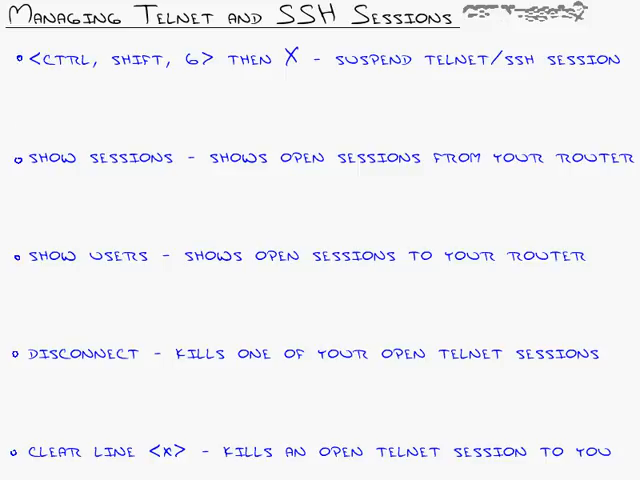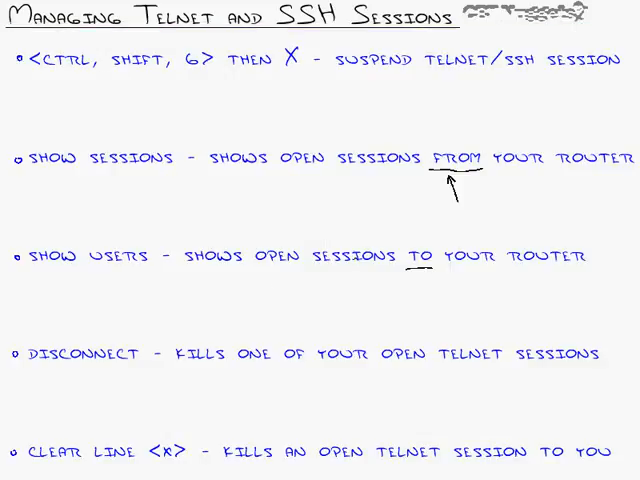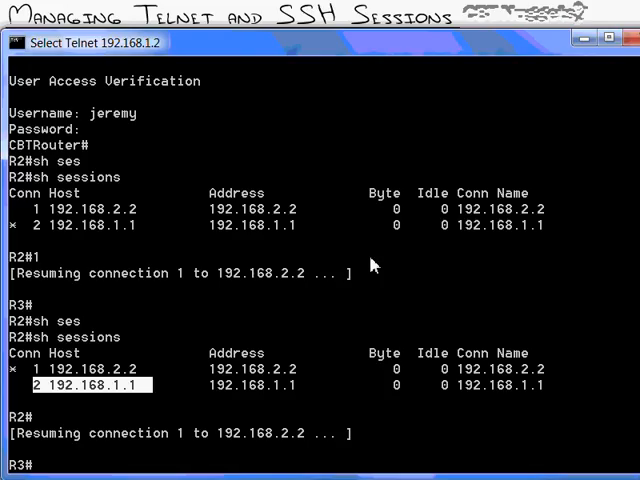Now that moves us to the next command in the list, the show users. This shows open sessions to your router. I want to make sure I distinguish between show sessions and show users. Notice the from and the to. Show sessions shows what sessions are coming from your router, as in when I was doing this, show sessions says you have a session from your router to this one and from your router to that one. Show users shows open sessions to your router. Ever have that sneaky suspicion that somebody's on your router telnetted in behind the scenes? Well, show users will show you that.